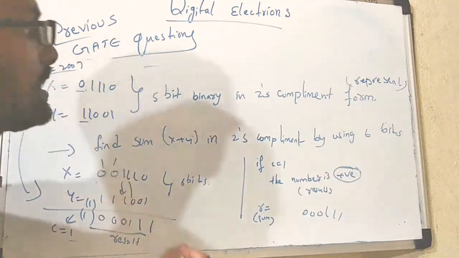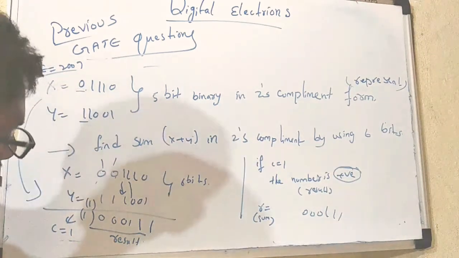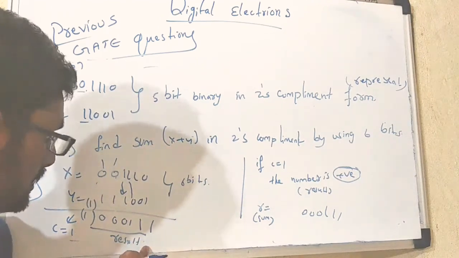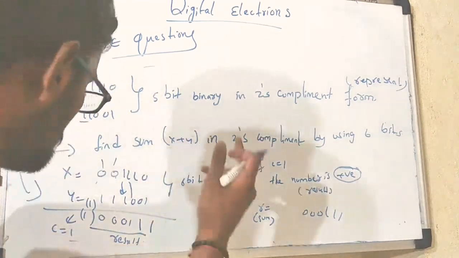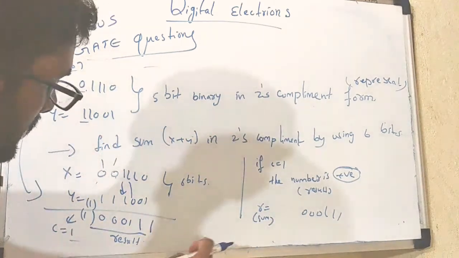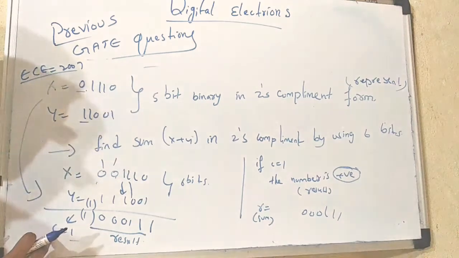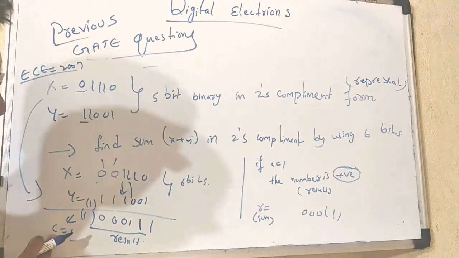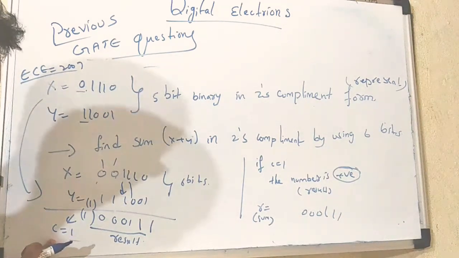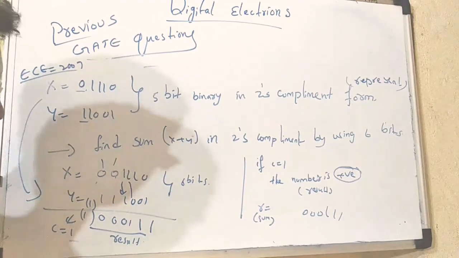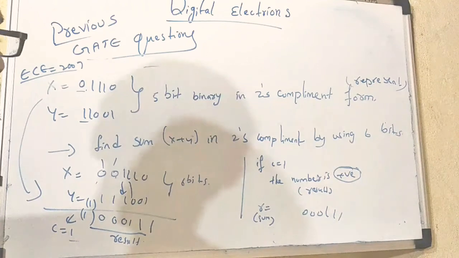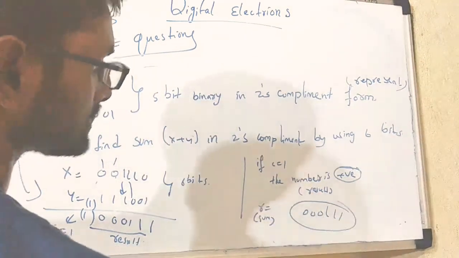If they ask to represent this in 1's complement, if the carry is 1, the number is positive, so this carry bit is just added to the result, and that is the final value. But here in 2's complement, the result that we are getting is the final value. As the carry is 1, the number is positive. If the carry is 0, it represents that the number is negative; then just take the 2's complement of this result, and that is the final result. But here the carry is 1, the number is positive, and the result is the direct sum value. So the sum here is 0001.